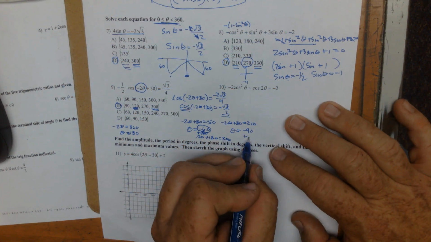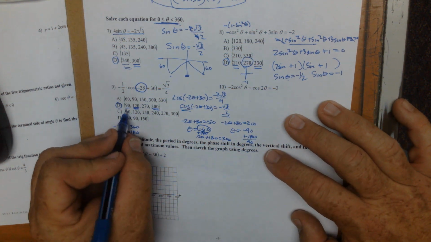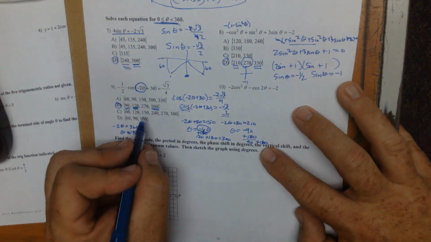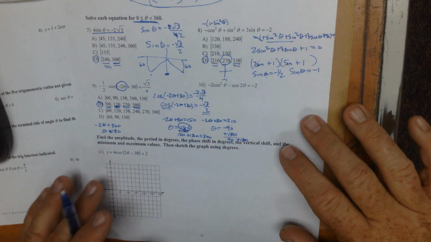And the same thing goes here. I'm going to add 180, which gives me 90. That's my first answer right there. And then I can add another 180, and I end up with 270, and that's where it goes. So you got to really pay attention to those. Those are the harder ones.